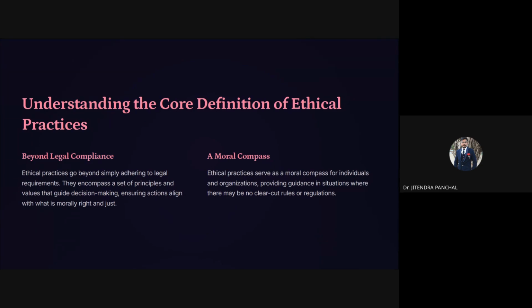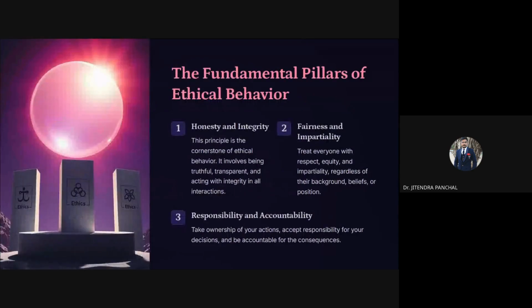Next, ethical practices serve as a moral compass for individuals and organizations, providing guidance in situations where there may be no clear-cut rules or regulations, right? So it is not good if you are taking consent from a patient or human subject, taking a signature on a document, before informing that person what kind of conditions are given in that particular document. So before taking consent of any subject, you need to clearly define each and every terminology to that subject, right?